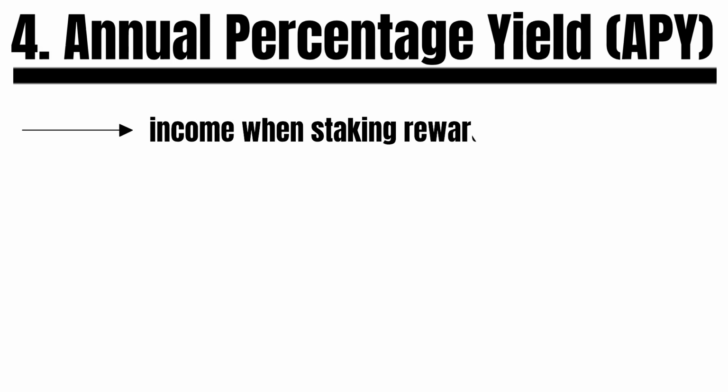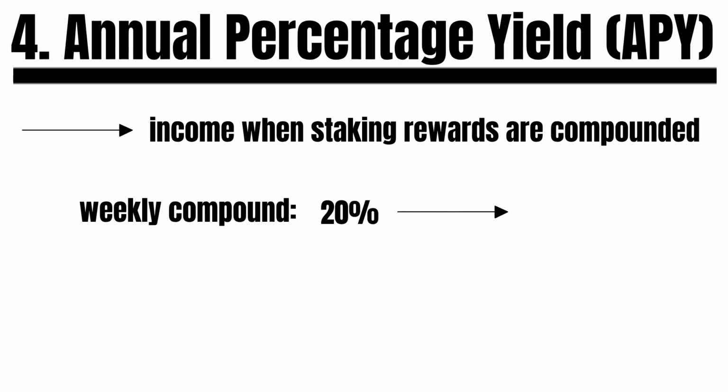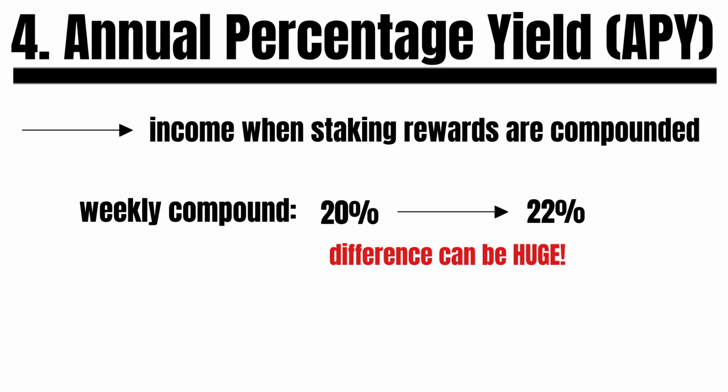Let's look at the example from before. If you compound the staking rewards weekly, you will end up with an APY of 22% instead of 20%. This difference might appear small, but APR and APY can have huge discrepancies for high reward tokens. So, if you have tokens that pay high rates, make sure that you compound them regularly.